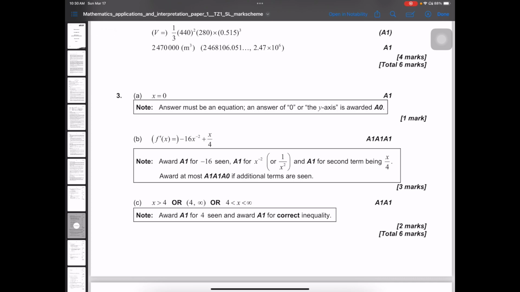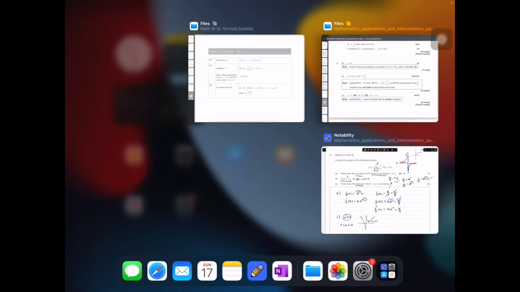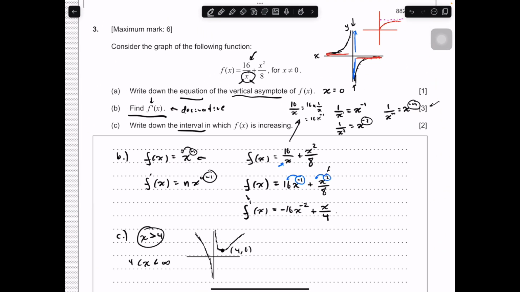Here, if you look on the far right side it says A1, A1, which means 2 marks just for the correct answer. They are expecting some kind of inequality though. You can't just write 4, or x is equal to 4. You get A1 for 4, but for the inequality, the interval, that is to say the range in which this function is increasing. That's what they're looking for.